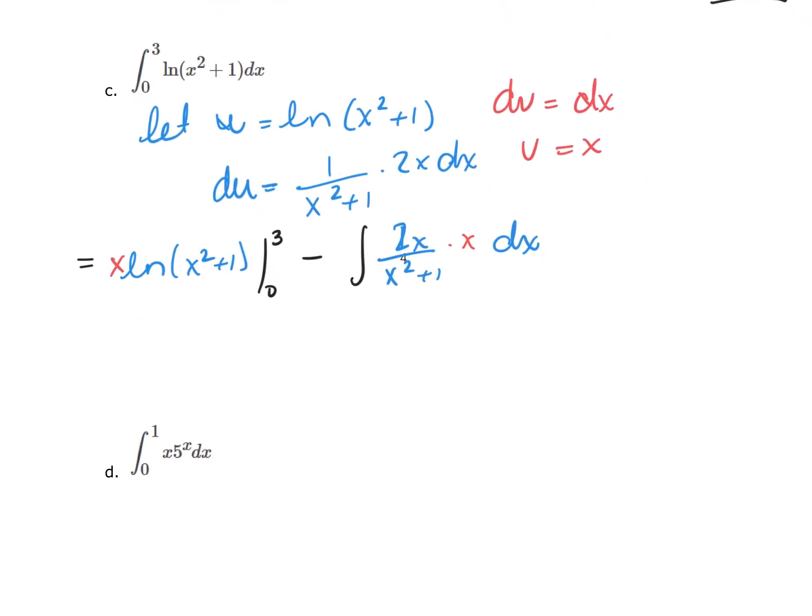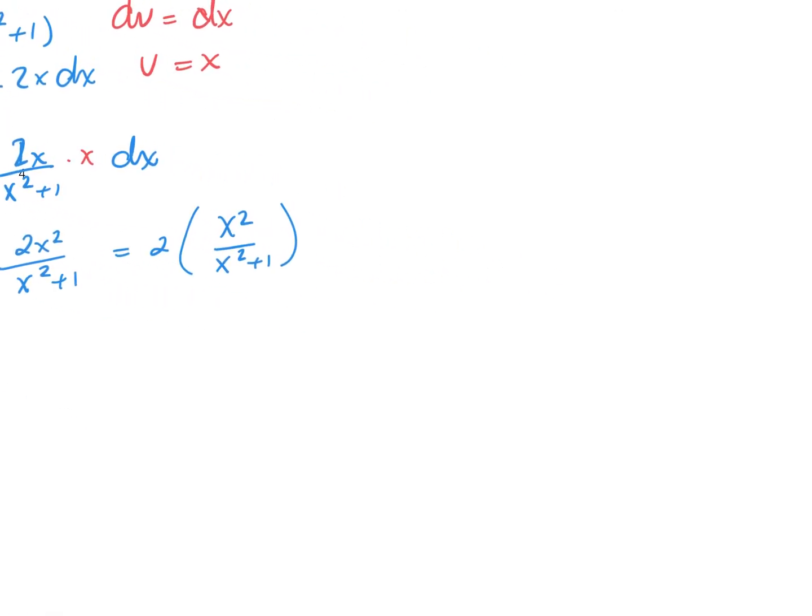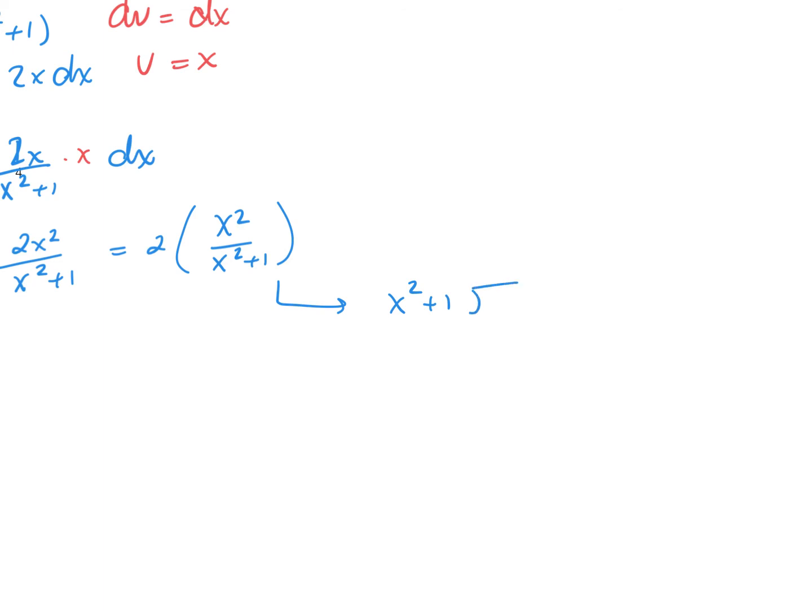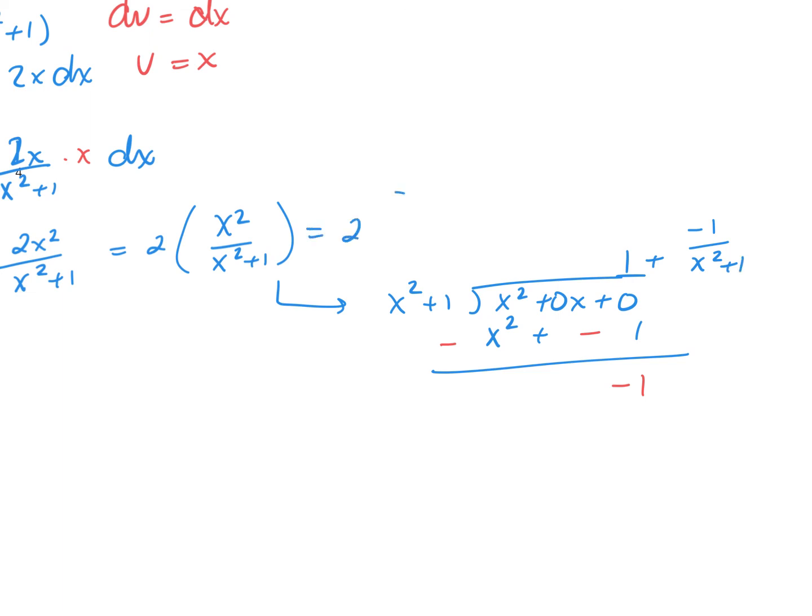All right, so this is a nice evaluation, so let's just talk about this one, and I'll let you finish it on your own. So this is going to be 2x squared over x squared plus 1, and so this is going to be 2 multiplied by x squared over x squared plus 1, and what we're going to want to do is long division. So I'm going to take x squared plus 1, and it's going to divide into x squared plus 0x plus 0. So we know that this happens to be 1, so 1 will go there. So I have x squared plus 1. I'm going to subtract this off, and so I get negative 1. So I get 1 plus negative 1 over x squared plus 1. So this becomes 2 multiplied by 1 plus negative 1 over x squared plus 1.